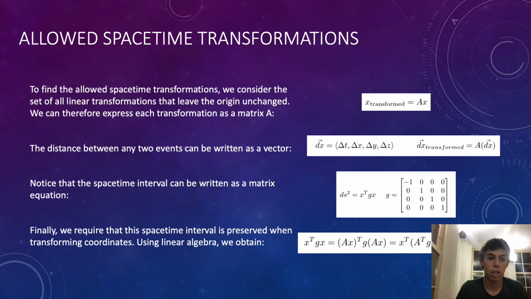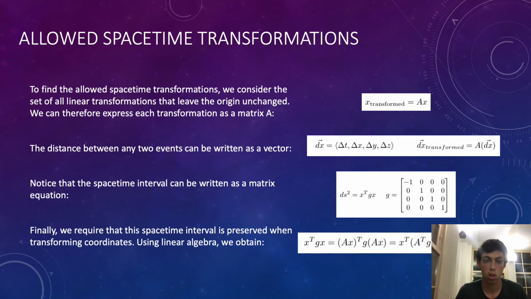So to find the allowed space-time transformations, we want to consider the set of all linear coordinate transformations that leave the origin unchanged. Therefore we can represent each transformation as a matrix A, where the transformed coordinate is equal to A times the original coordinate. So the distance between any two events can now be written as a vector, dx, which is equal to delta t, delta x, delta y, delta z. And we see that this distance between events transforms using the same matrix.